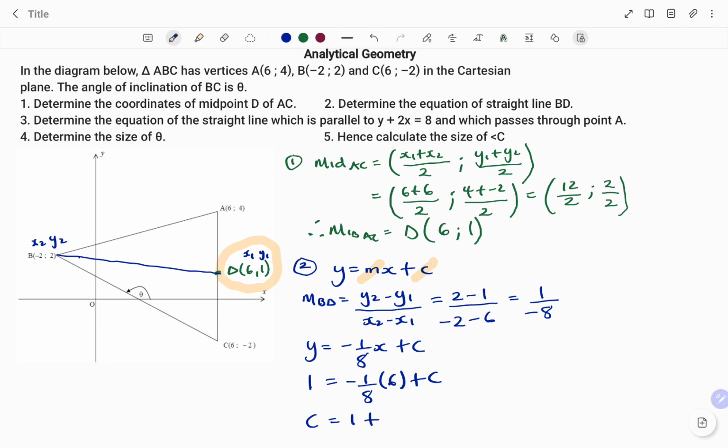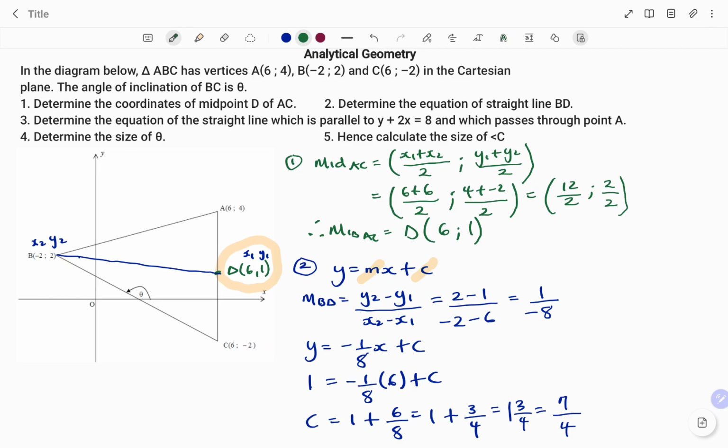That will be 1 plus 6 over 8. And if I solve that, that's 1 plus 3 over 4. Changing that to an improper fraction, that will be 7/4.